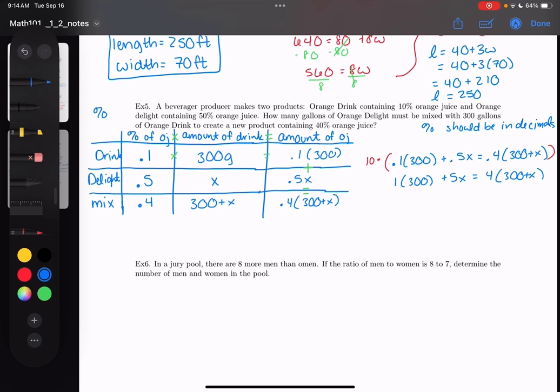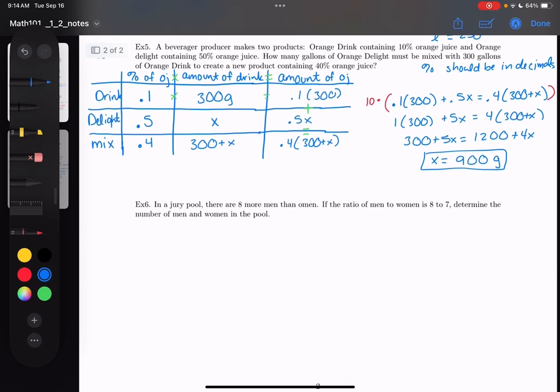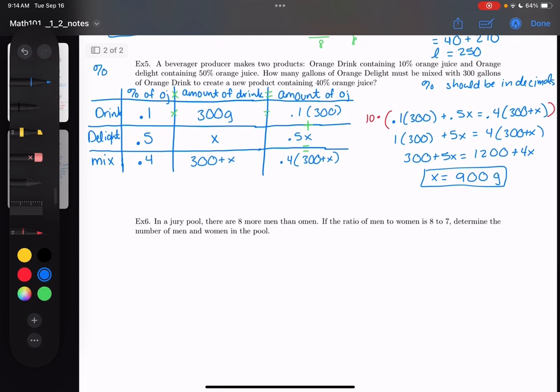I'm just going to continue solving this. So 300 plus 5x equals 1200 plus 4x. Combine like terms, so x equals, subtracting the 300, 900 gallons. So that's how many gallons of the orange delight I need to use. I tend to like the mixture problem, so keep that in mind.